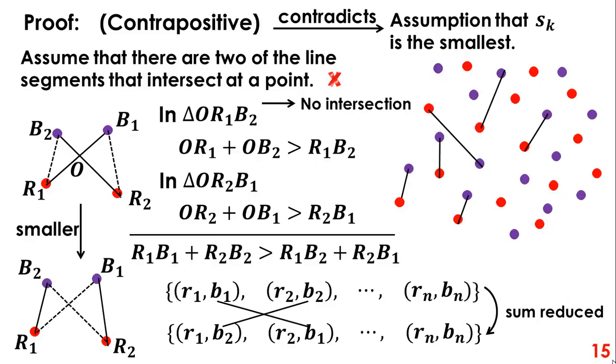That means we show the existence of n pairs of red-blue point combinations such that the line segments formed by those n pairs do not have any intersection. Then we solve the problem. We finish it.